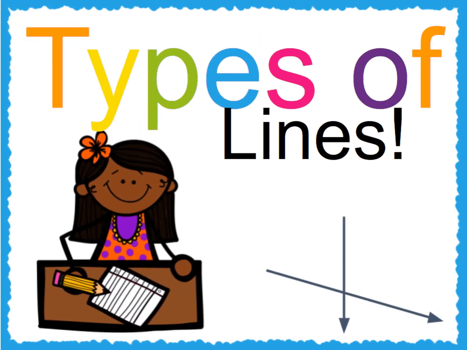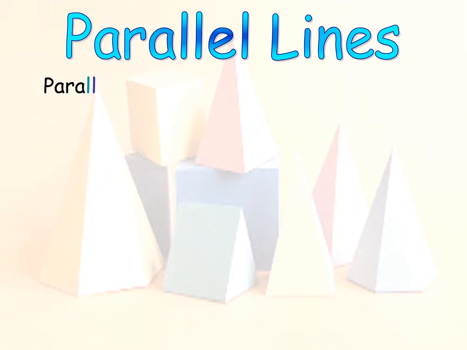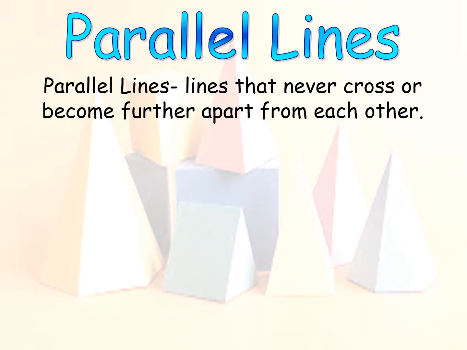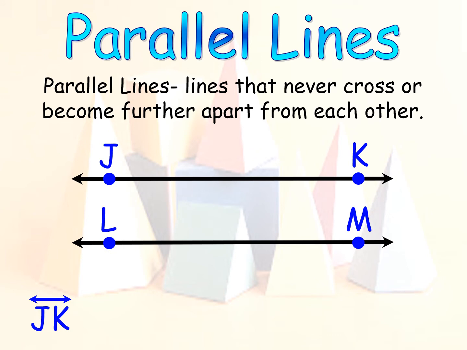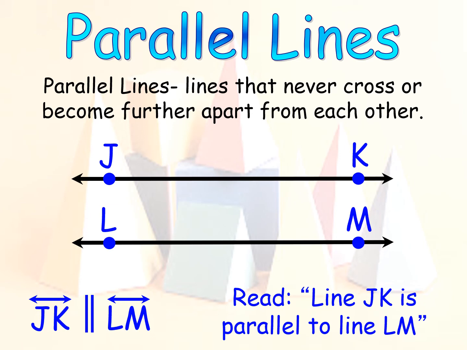Now let us have the types of lines. The first one are the parallel lines. Parallel lines are lines that never cross or become further apart from each other. So if we are going to extend the two lines, they will never meet or cross at all. So the first line is line JK and the second line is line LM. So line JK is parallel to line LM. These are the symbols, and when we read it, it is line JK is parallel to line LM.